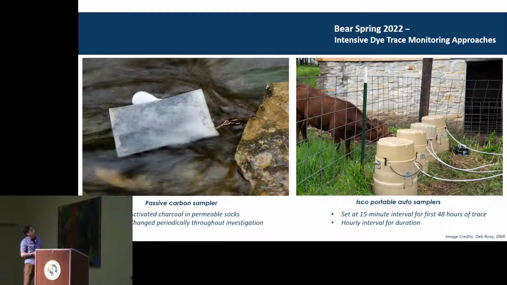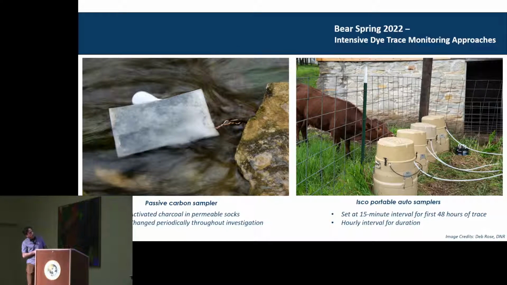So, getting into the intensive monitoring. We use the passive carbon samplers, so that's activated charcoal in permeable socks that you put out before the trace to figure out whether there's any fluorescent dyes in the water, and then you can change those periodically through an investigation. And basically your temporal resolution is really limited to how often you change these, right?